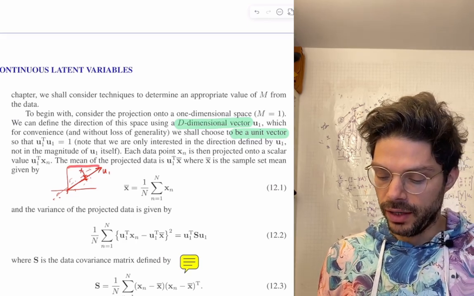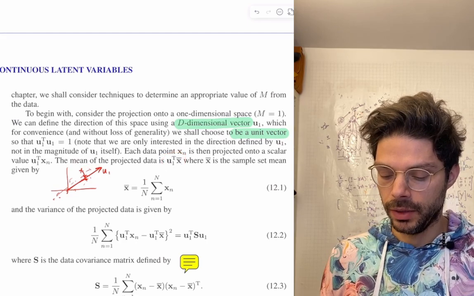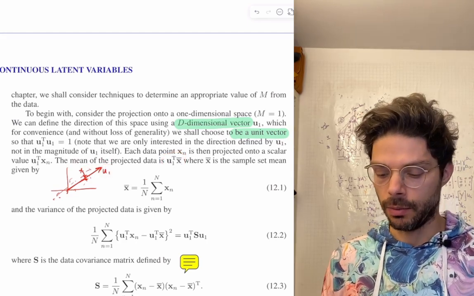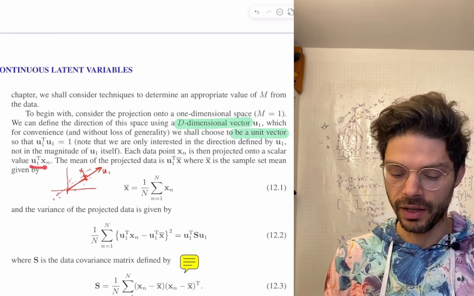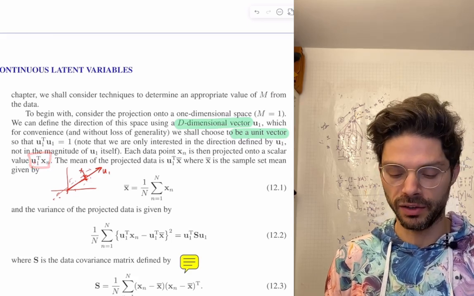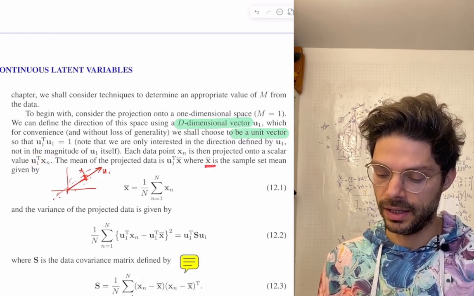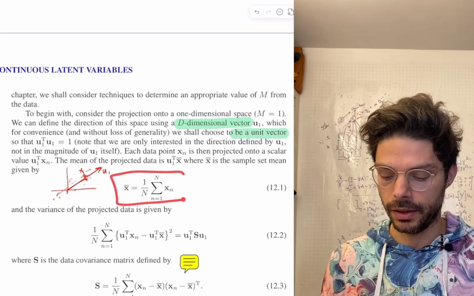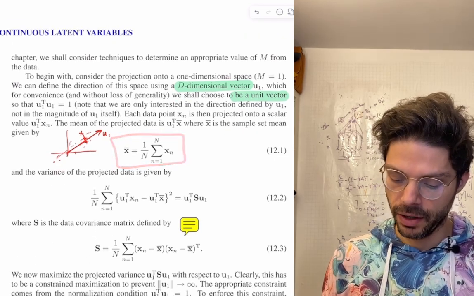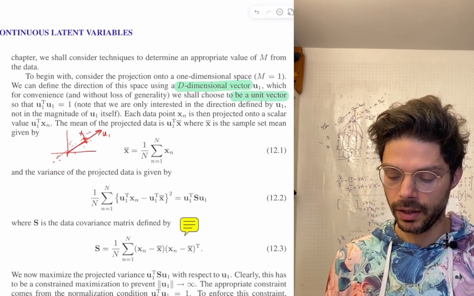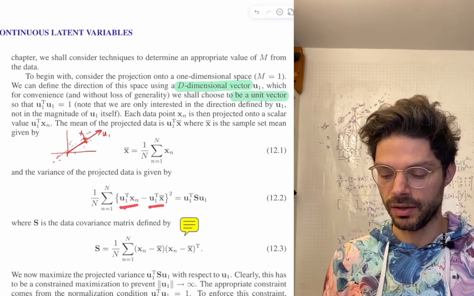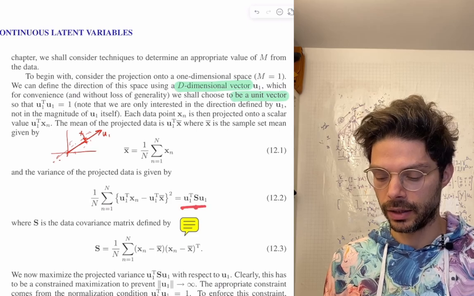The mean of the projected data is u1 transpose times the mean, because this is just a linear operation. So if you take the mean of this, well, u1 is constant, so you end up just getting the average of the x of n, which gives you u1 transpose x bar, where x bar is the sample set mean given by this, of course. Okay, and the variance of the projected data is given by, this is the data itself, this is its mean, and it looks like this actually.